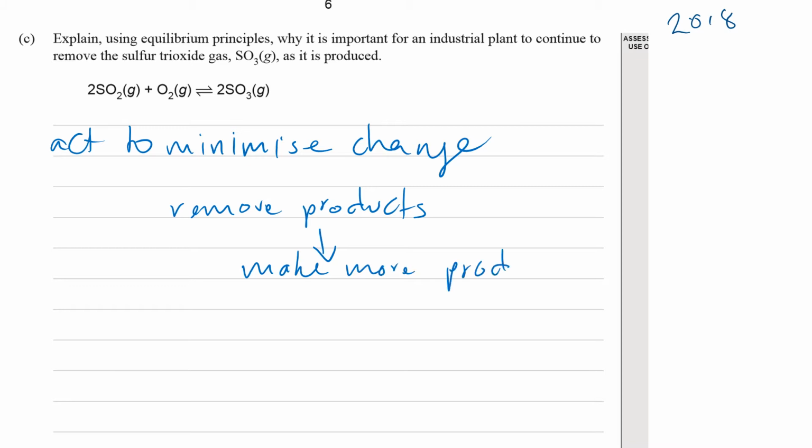And so that will keep the equilibrium pushing in a product direction rather than the reaction stalling when you're getting products and reactants made at the same rate. So it means that overall you will make more sulfur trioxide gas. So that's quite a simple one, and it's economics.